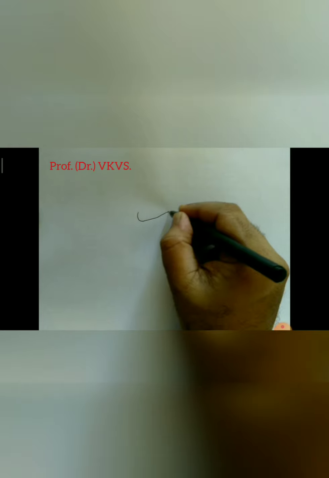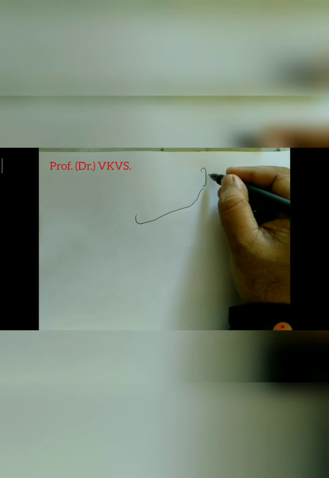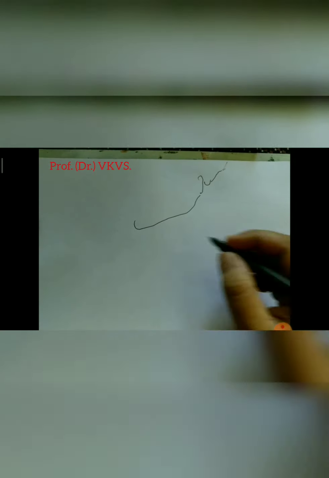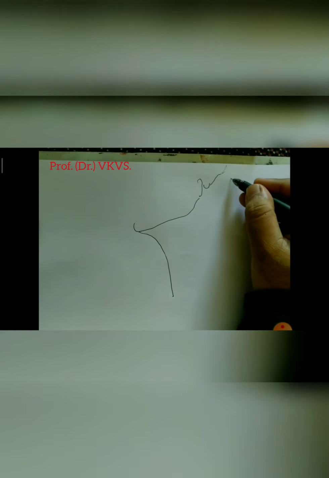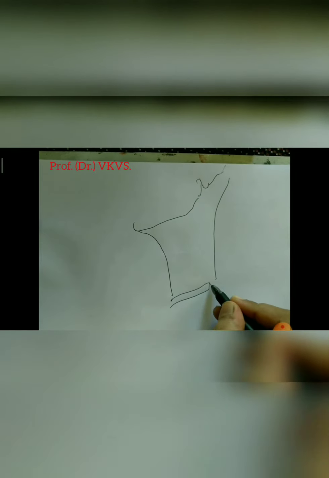We will be writing about the diagram of posterior triangle. We'll write the mandible, the pinna, the external ear, the mastoid process. This is the neckline, anterior neckline, the posterior neckline, the clavicle.